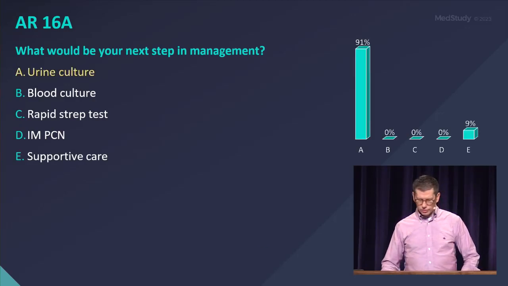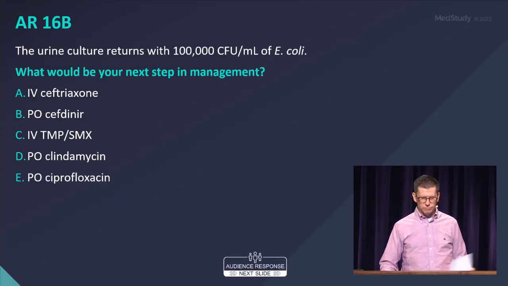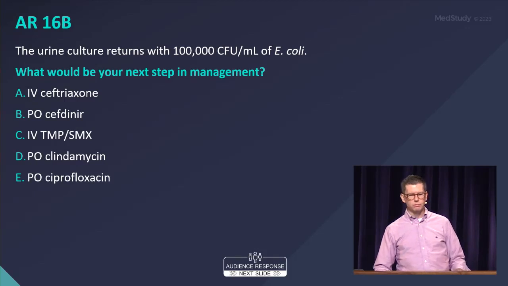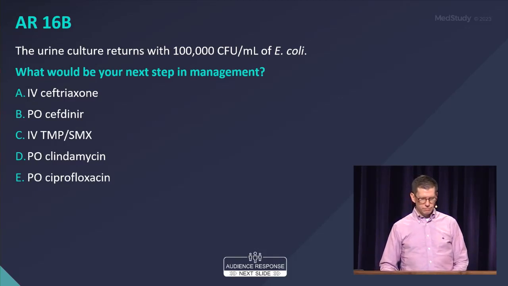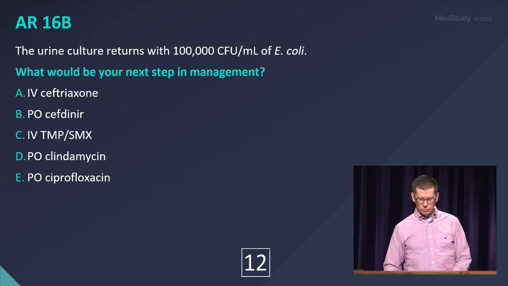A, urine culture. All right, so 91%, right? So again, this kid now has pyuria, in which case the next step is to do a urine culture. Okay, so urine culture grows 100,000 CFU per mL of E. coli. What would be your next step in management? A, IV ceftriaxone, B, PO cefdinir, C, IV TMP-SMX, D, PO clinda, or E, PO Cipro?